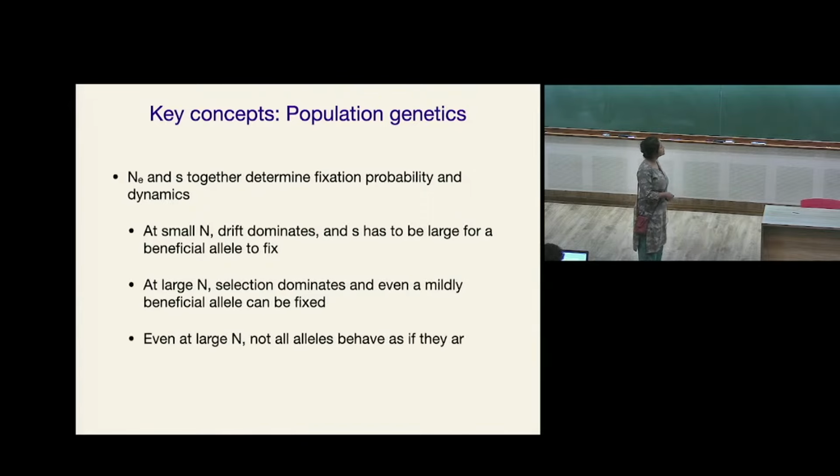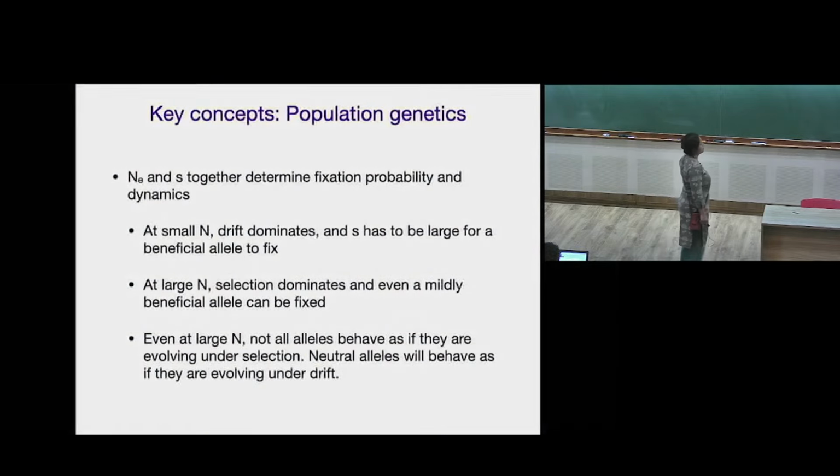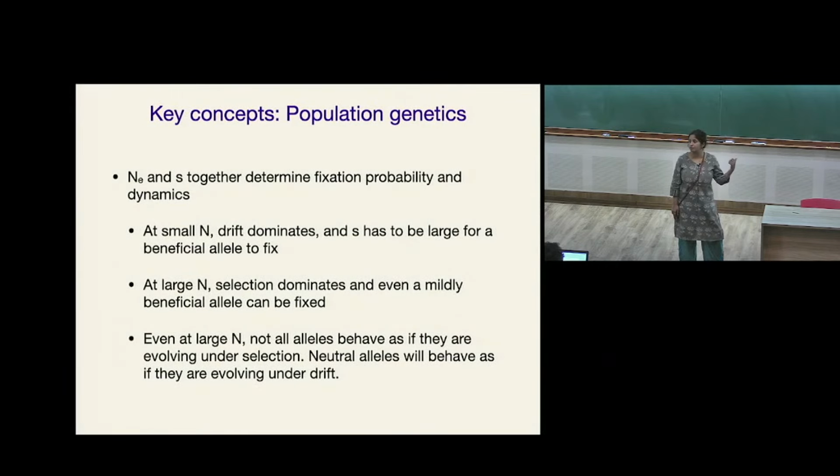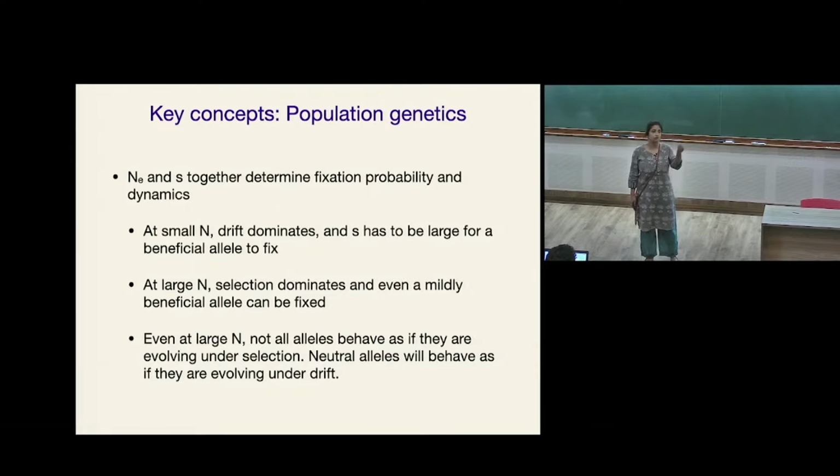So please do that. Even at large population size, not all alleles behave as if they are evolving under selection. And this is a very important point, and it's the basis of what Kimura and King and Jukes proposed as the neutral theory of molecular evolution. Okay? So what they're saying is neutral alleles can also behave as if they are evolving under drift, and even beneficial alleles, under specific conditions, under small population sizes, will evolve as if they are under drift. Okay, that S value doesn't matter very much when your population size is small.